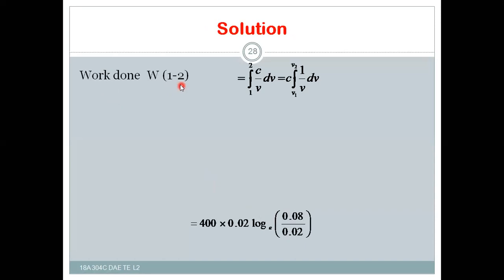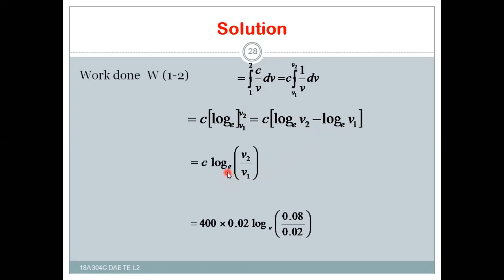Work done 1 to 2 is equal to integral of 1 to 2 of P dV, where P is C by V. If you see, C comes outside, that is C times integral of V1 to V2 of 1 by V dV. So if you integrate, C into log base e, V1 to V2, and C into log base e V2 minus log base e V1, that is C into log base e V2 by V1. And finally C is equal to PV, so the work is PV into log base e V2 by V1.